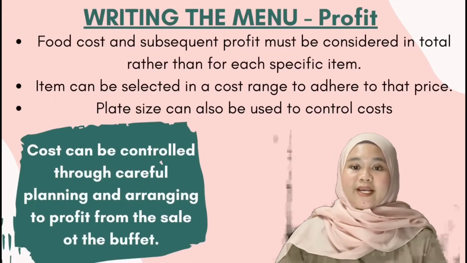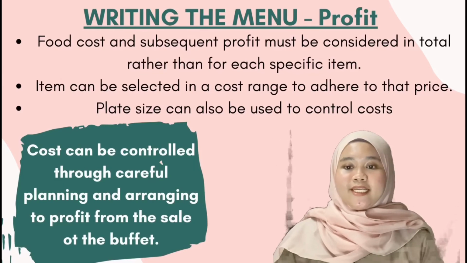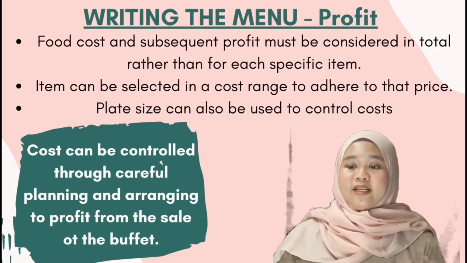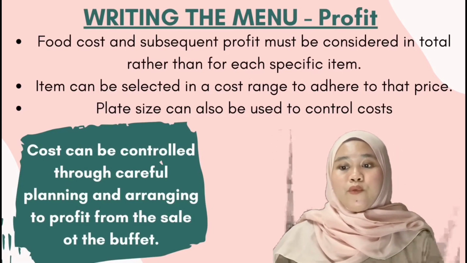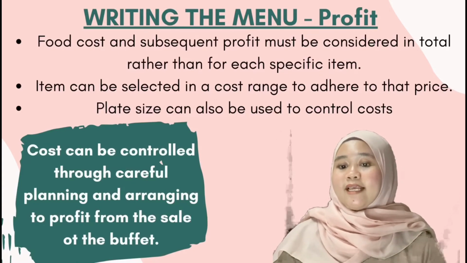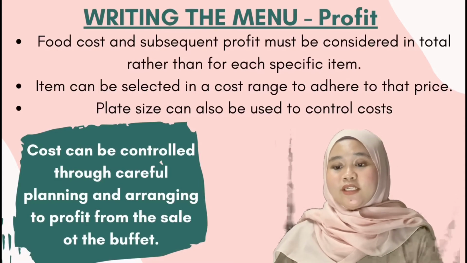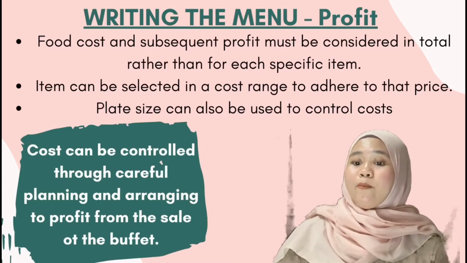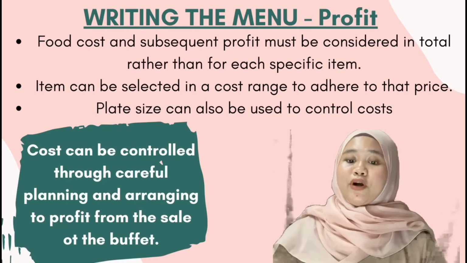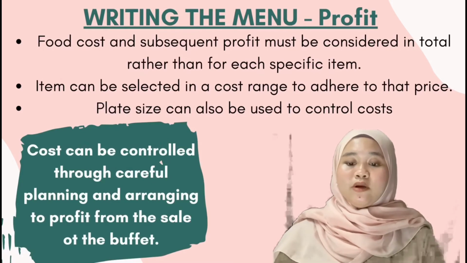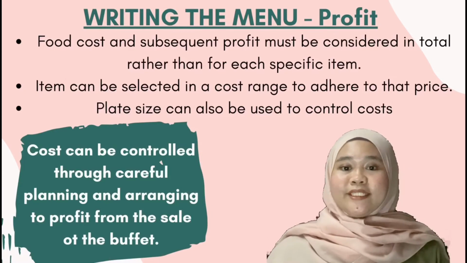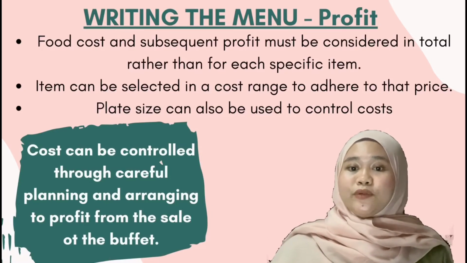serving bowls. In writing a menu, there are several factors that need to be considered to decide the food items to place on the buffet table. In a table service menu, the selling price is determined by a cost, for which the portion as well as the item is predetermined. If all goes well, the exact cost and the exact profit is known for each listing. But in a buffet, the portion and selection of foods are left up to the customer. That is, food cost and subsequent profit must be considered in total rather than for each specific item.